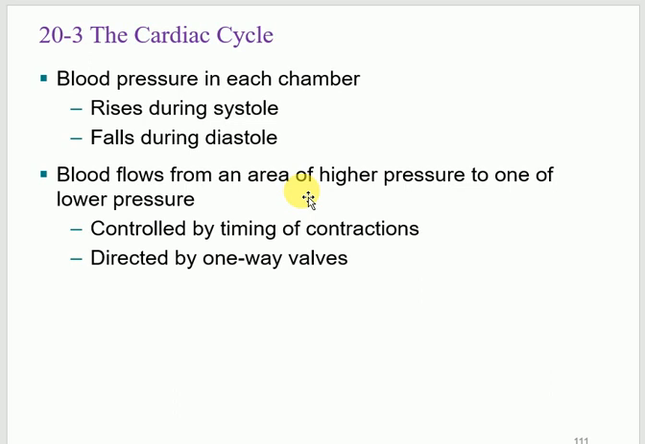Which one is the higher blood pressure, during systole or diastole? Systole, right? When you contract, you're pushing on the blood. You put pressure on the blood, so the blood pressure increases. When you relax, it goes down, right? So blood pressure goes up and down. It's not constant. It goes up during contraction, or systole, and goes down.